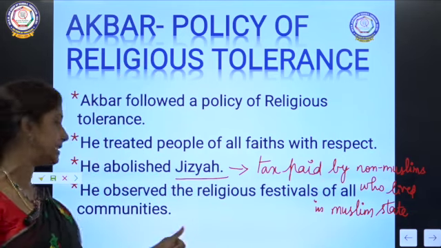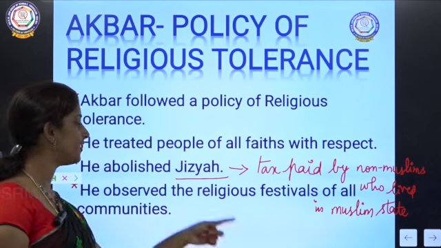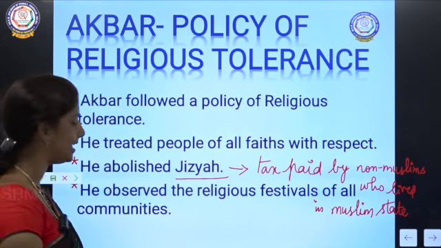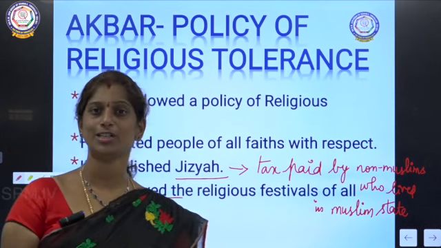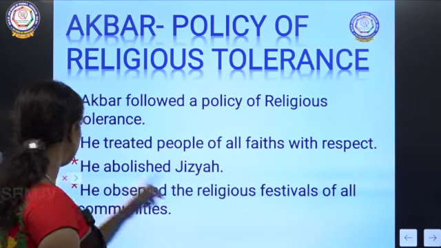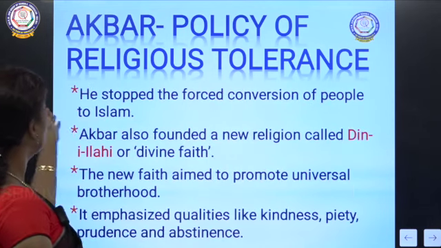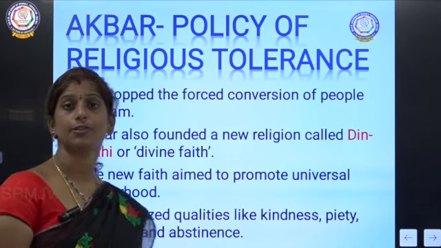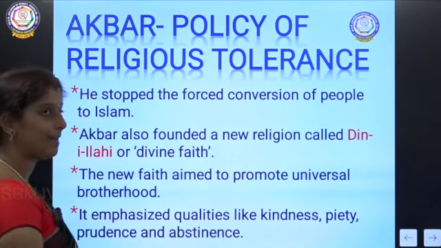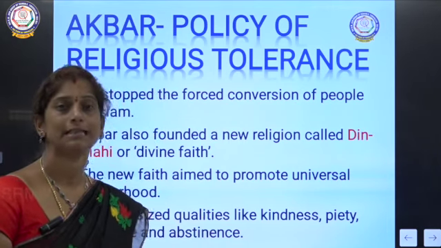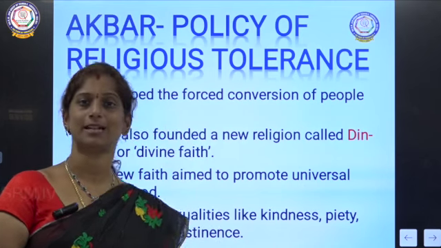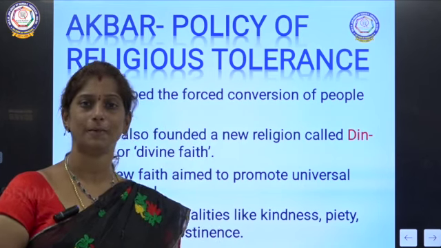That was his policy. He observed the religious festivals of all communities. So he was ready to accept all the religious festivals. Yes. Then he stopped the forced conversion of people to Islam. So previously people were forcefully converted to the Islamic religion. So he stopped that practice. He said no, it should not be done.